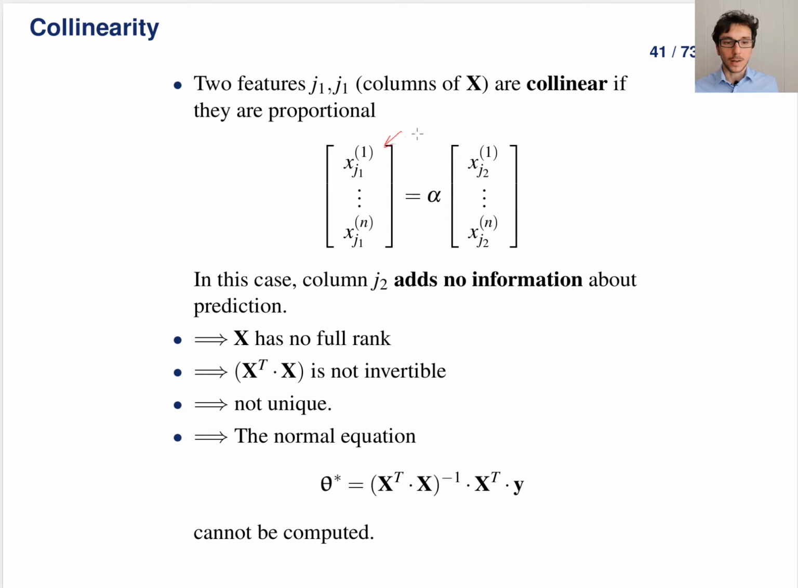So a feature J1 is collinear with J2 if the two columns are proportional. So if you have a feature matrix like this, again your matrix has not full rank, and again this matrix here in the ordinary least square equation cannot be computed because the inverse doesn't exist. And this is another case in which ordinary least square will not work. So before, you should eliminate columns like bytes received and kilobytes received that are one proportional to the other.